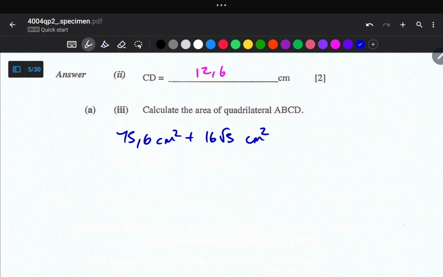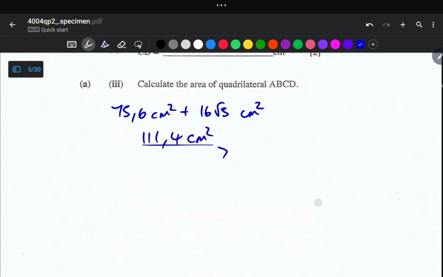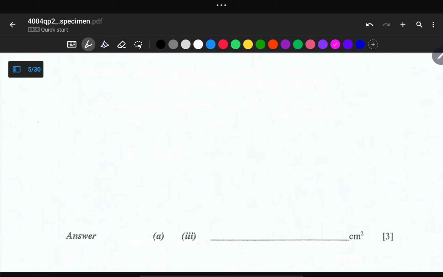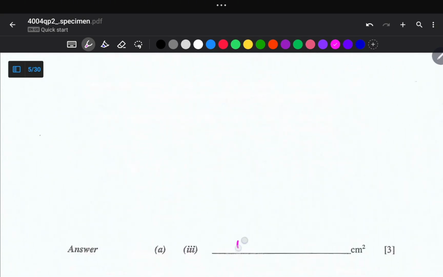So if we add 75.6 plus 16 root 5, it gives us 101.4 square centimeters. So this is the value of the area of this quadrilateral. So the area is equal to 101.4 square centimeters.